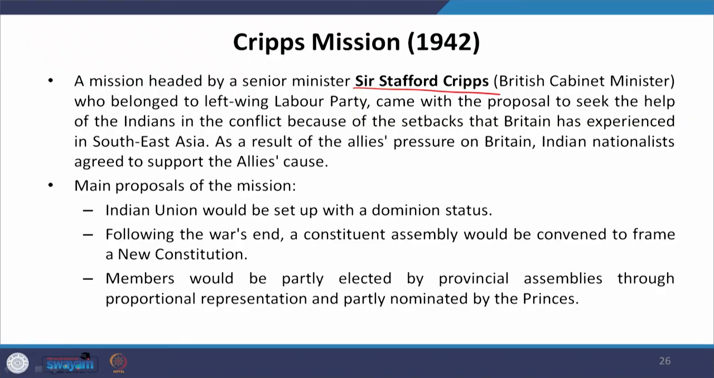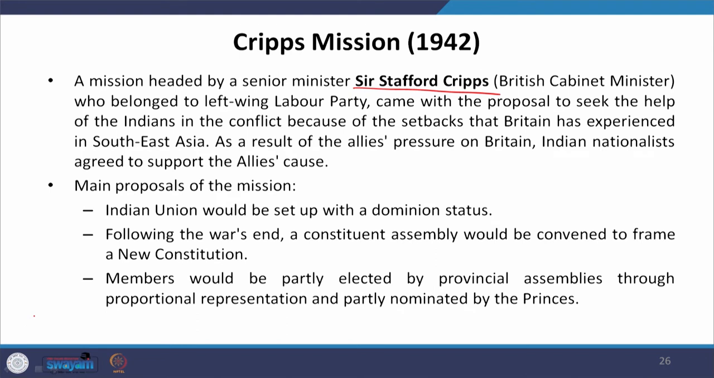Next, we talk about the Cripps Mission. The Cripps Mission was headed by a senior minister called Sir Stafford Cripps, who was a British cabinet minister and belonged to the left wing Labour Party. He came with the proposal to seek the help of the Indians in the conflict because of the setbacks that Britain had experienced in Southeast Asia. As a result of the Allies' pressure on Britain, Indian nationalists agreed to support the Allies' cause.